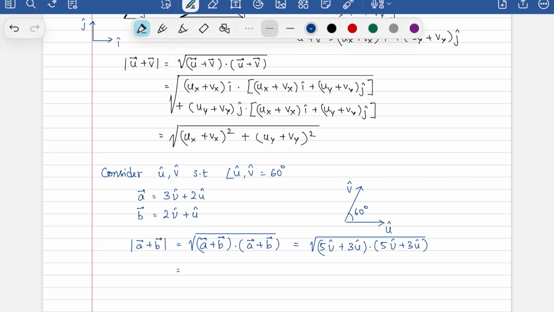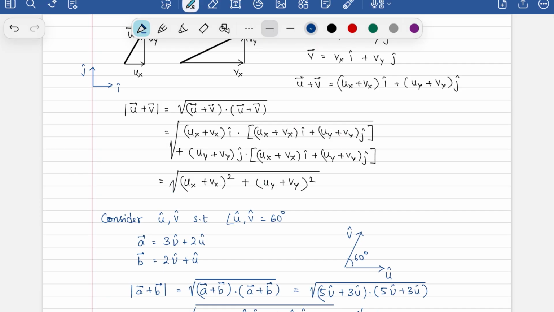And if you do this now, you will obtain square root of 5 times 5, v hat dot v hat is 1, so you have 25, plus you have 5 times 3, that is 15 v hat dot u hat, and then you have 3 times 5, again 15 u hat dot v hat, plus 9 u hat dot u hat, that's 1. Which essentially gives you 9 plus 25, that is 34, plus 30 times u hat dot v hat, which is the same as v hat dot u hat, as you can see.